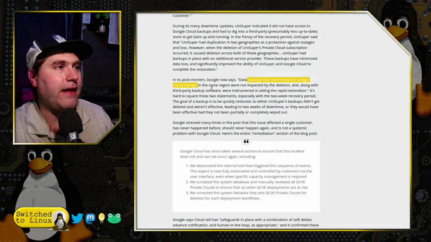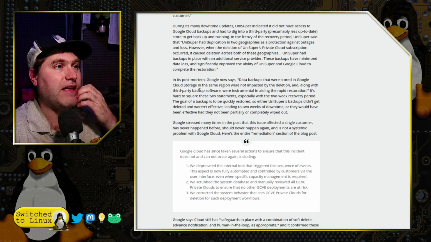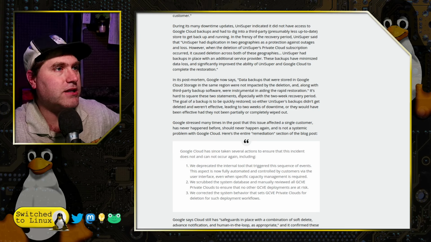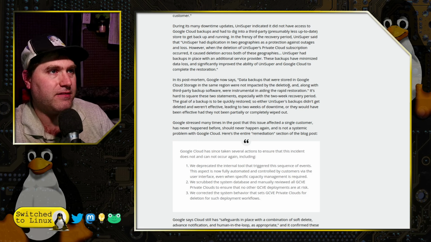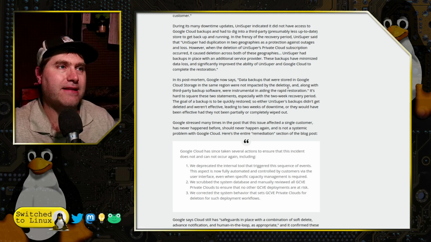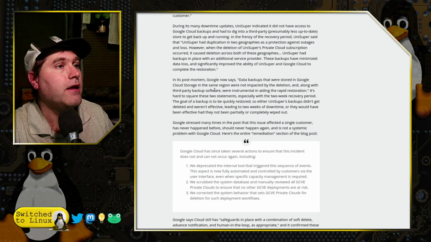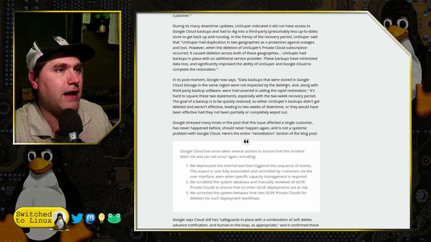Okay, so that's where I actually read this article a few times and I missed that before. Data backups that were stored in Google Cloud Storage in the same region were not impacted by the deletion. So the backups were not impacted. The primary business was, but it still did take them 2 weeks to get back up and running. They also had offline backups. That's important. Make sure you have offline backups.